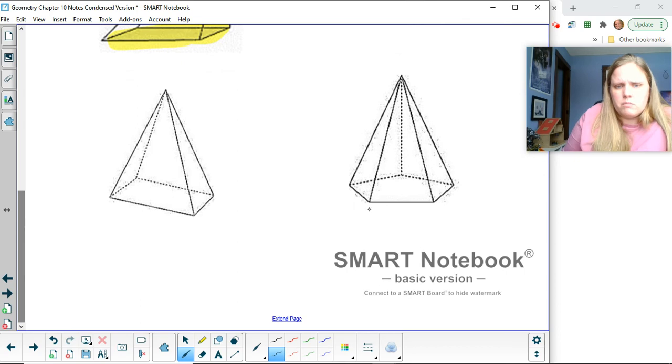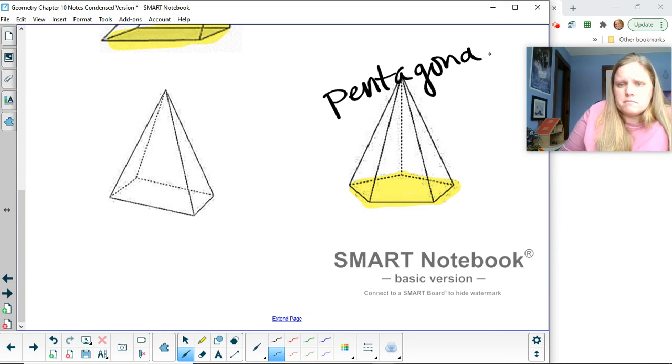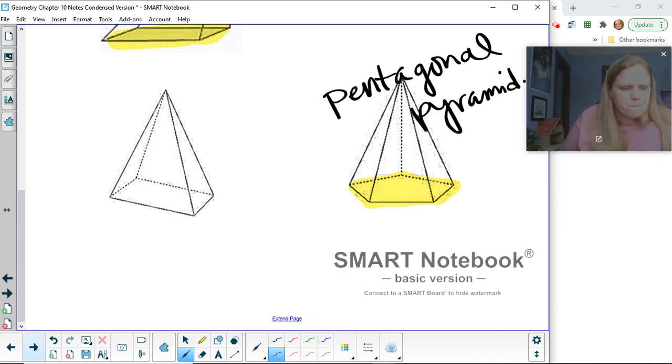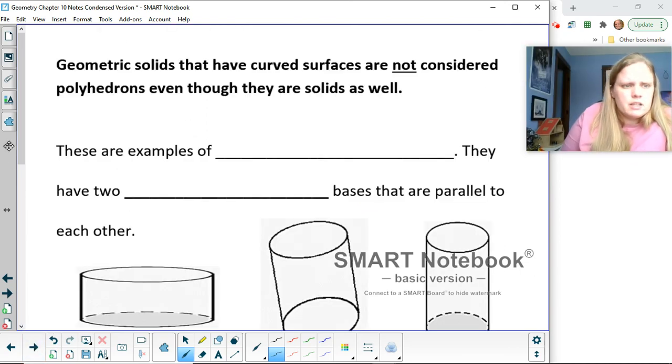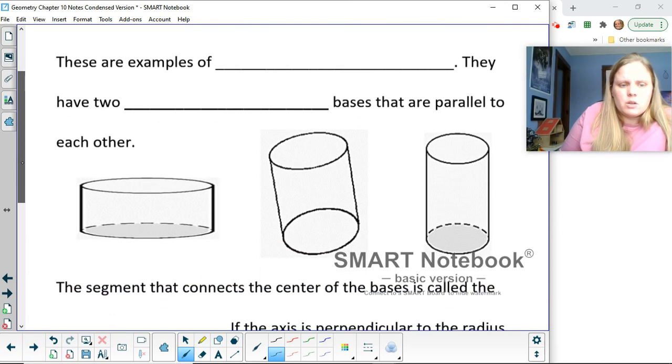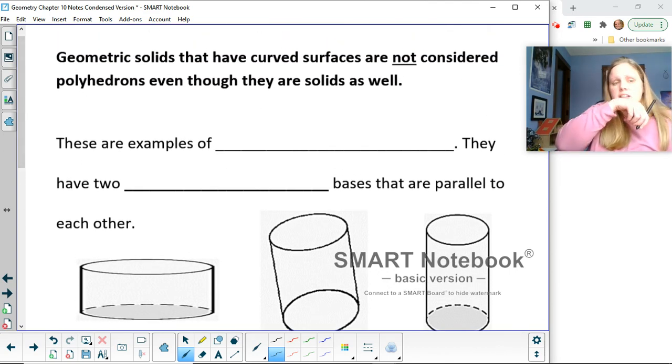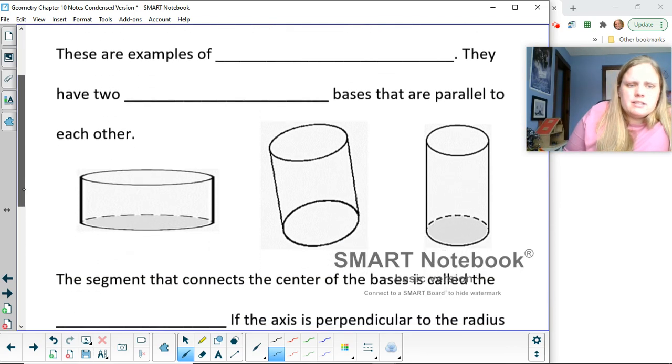Whereas if I look down maybe on this example here, 1, 2, 3, 4, 5, 5 sides on the bottom, this would be a pentagonal pyramid. All right, more solids. So cylinders are solids, but they are not polyhedrons because they don't get created by polygons. They get created by circles, I guess I should say. So these are examples of cylinders.